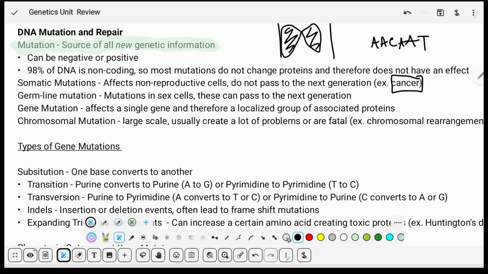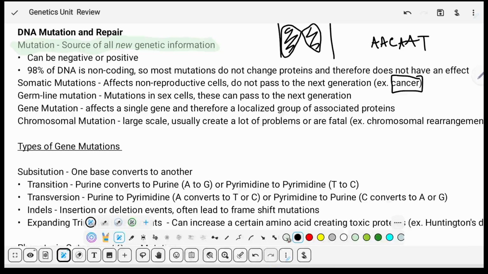Gene mutations. So these affect a single gene and therefore only a few proteins. These can still have big effects, like a single gene can be the difference between someone who's blind and someone who's seeing, but it's usually more localized.